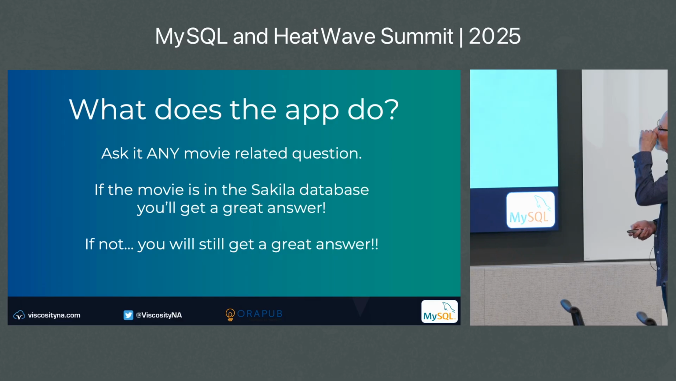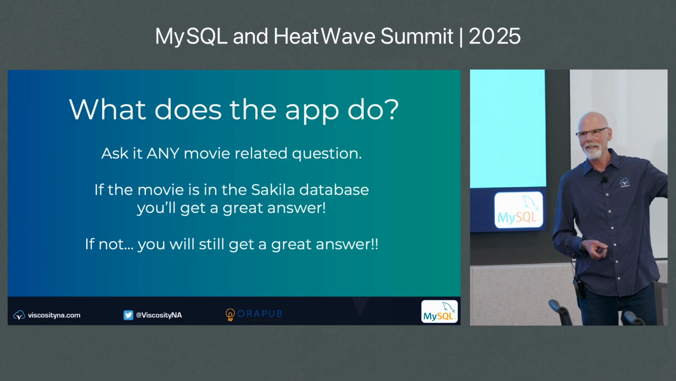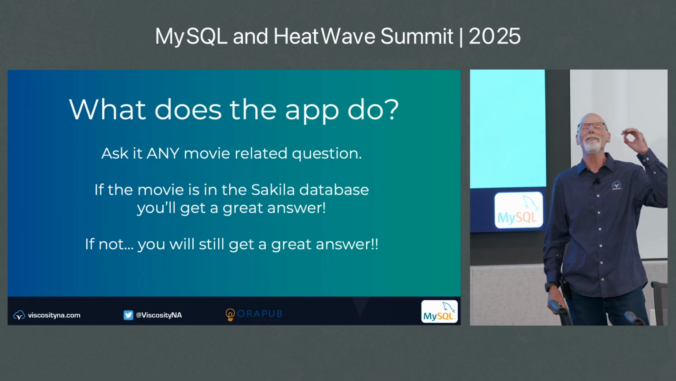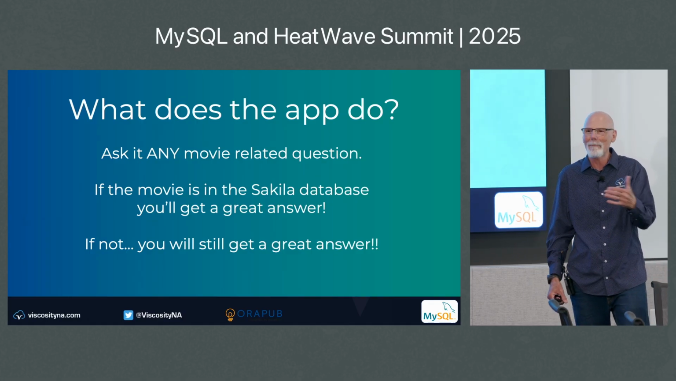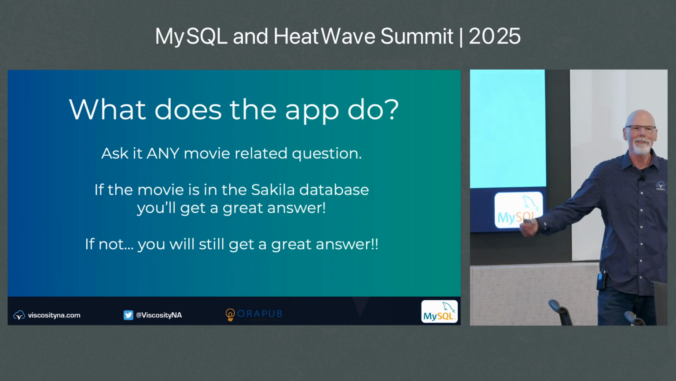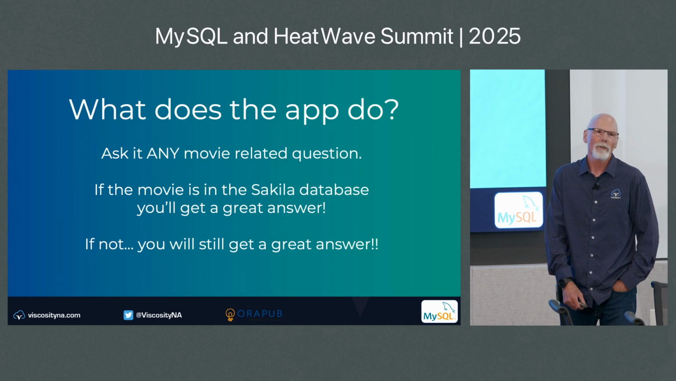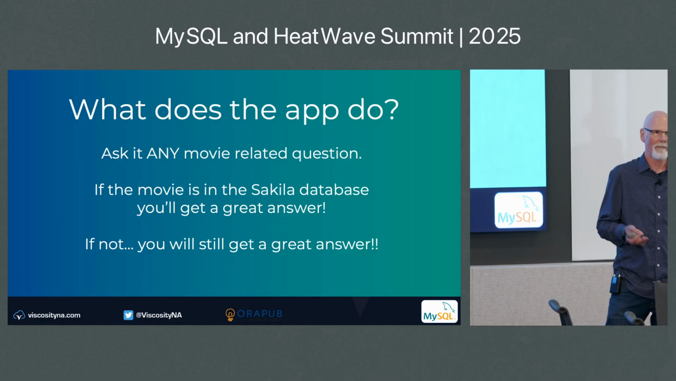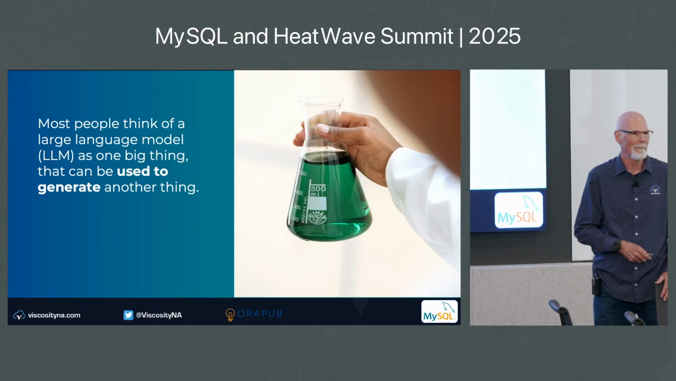So what does it do? Well, you ask it any movie-related question. And you all know the Sakila database because you're MySQL people. I had no idea what that was until I'm like, what's going on? And I didn't know they weren't real movies until I tried ChatGPT, like, what's this? And it's like, you're lying to me, Craig. Don't mess with me. It was really weird. So anyways, if the movie is in the database, you'll get a fantastic response. And this is a simple RAG app that we're doing here. And if it's not there, you'll still get a pretty good answer, like, hey, how about these movies or something like that.